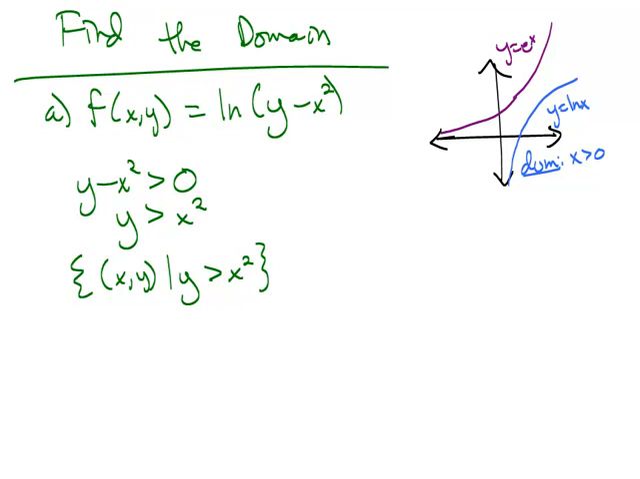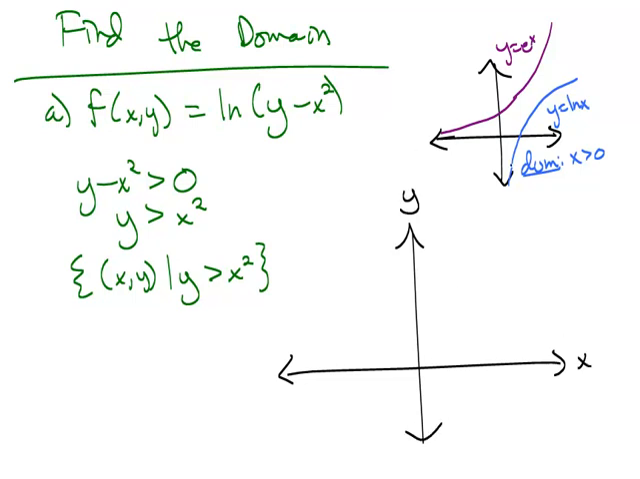But a lot of times we're going to represent these graphically as well. So here is our xy plane. We said the domain of a two variable function is a subset of R2, which we represent with the xy plane. I'm going to draw in y equals x squared with a dotted or dashed line because it's not included in my domain.